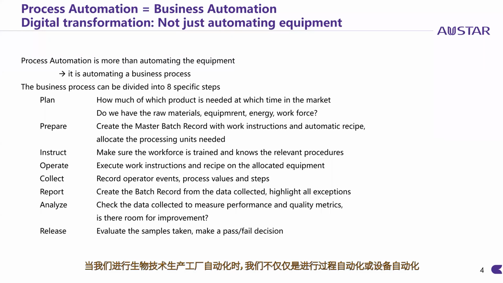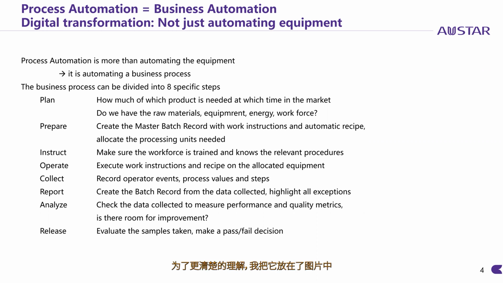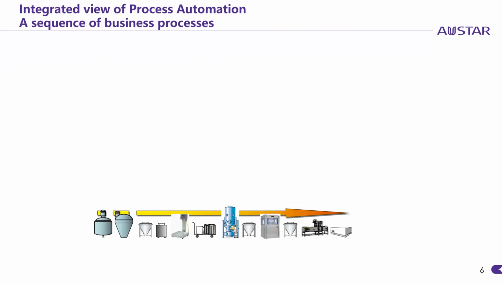So when we are automating a biotech production plant, we are not just automating a process or equipment, we are automating actually a business. And this business can be divided into specific steps, which I have denoted here as plan, prepare, instruct, operate, collect, report, analyze, and release. To make this more clear, I have put this in a picture.